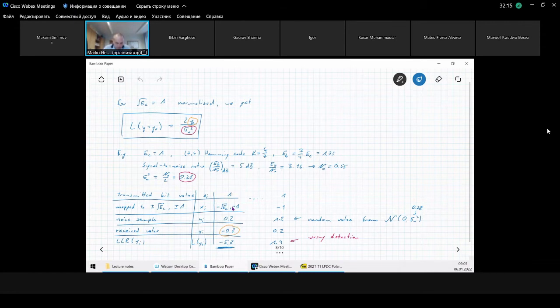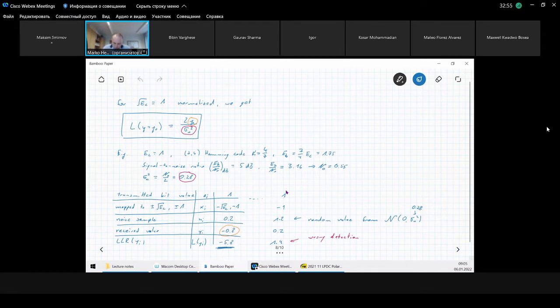With the values given here and the equations we derived, we can calculate the likelihood ratio, which turns out to be minus 5.8 in this case. Large negative values mean it is very likely that -1 was transmitted. Very large positive values mean it is very likely that a +1 was transmitted. So here we have a fairly big value already. With a very high probability, if we observe -0.8, actually -1 was transmitted.